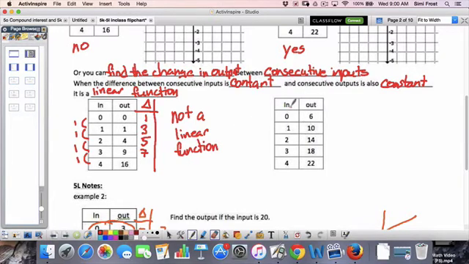Okay, coming over here, our inputs are just going up by 1. 1, 2, 3, 4. Let's make another column to find the change and what it's going up by. Well, to go from 6 to 10, I would have to go 6 plus 4 would give me 10. 10 plus 4 would give me 14. 14 plus 4. So this is what I'm talking about when we want to see a constant change. Because each output is going up by the same number, this would be a linear function.